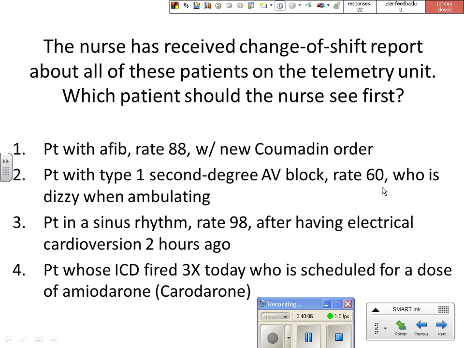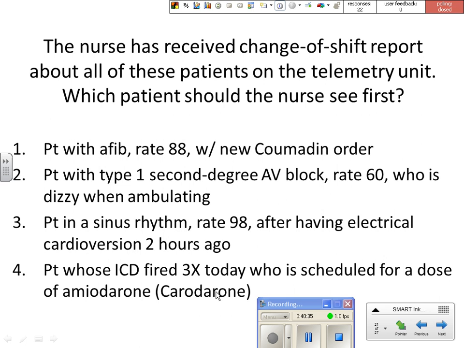Not really an unstable patient, because you've got the 60, and you can delegate to the tech or the CNA for the safety issues, right? So not your priority in the sense of the cardiac status. Patient in sinus rhythm, rate 98, within normal limits, had cardioversion 2 hours ago. You're going to be concerned about them, but are they still your highest priority?